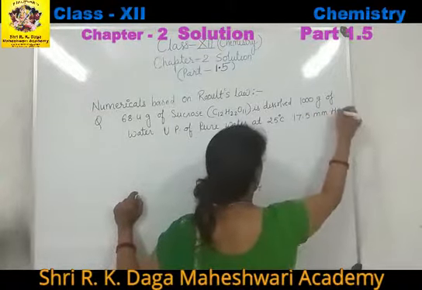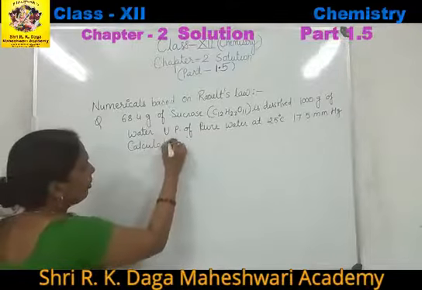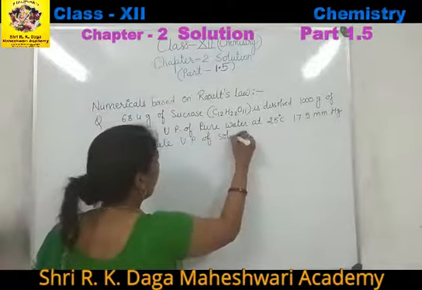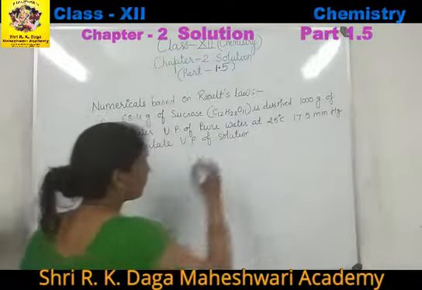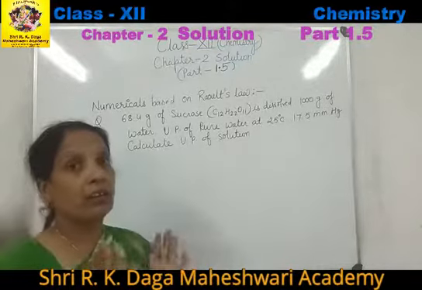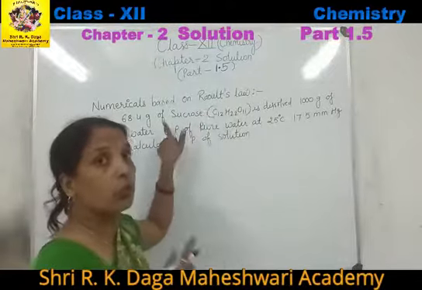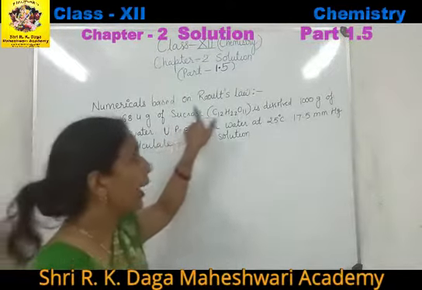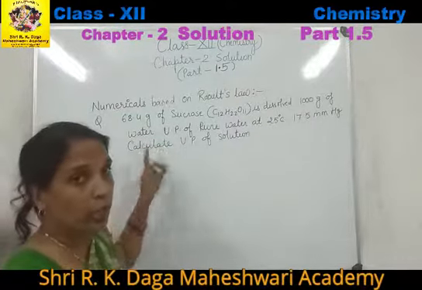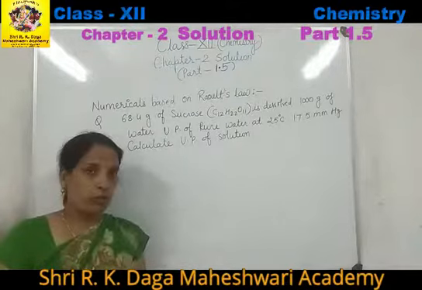Millimeter of mercury. Calculate the vapor pressure of the solution. Now, in this question, two components are clearly identified. One is sucrose, which is to be dissolved, meaning sucrose will act as solute. Another component is water, meaning water will act as solvent. So there are two components, one is sugar and another one is water.